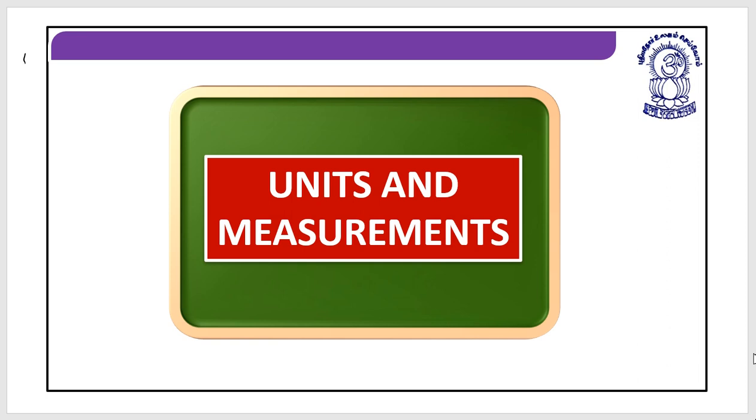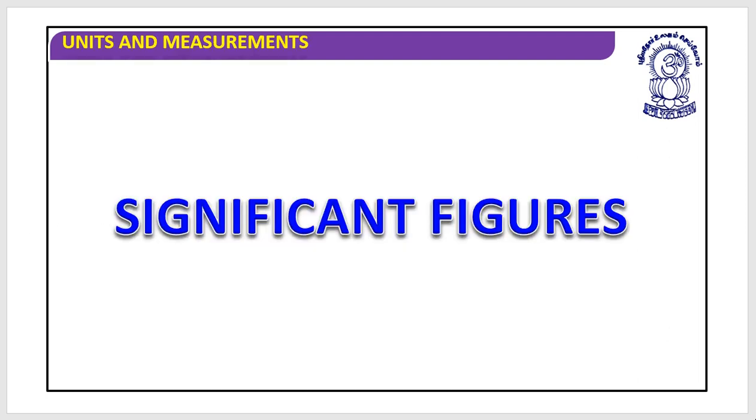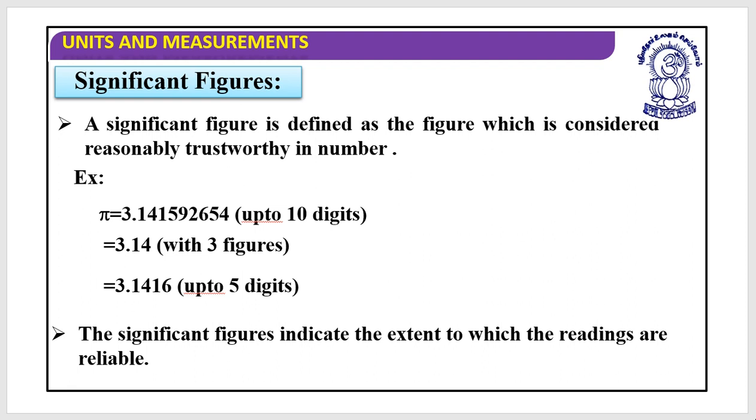Let's start lecture number 7 of units and measurement. Today we will discuss significant figures, or rather significant digits. Now let's first look at what a significant digit is. A significant figure is defined as a figure which is considered reasonably trustworthy in a number. Now, what does it mean, reasonably trustworthy?